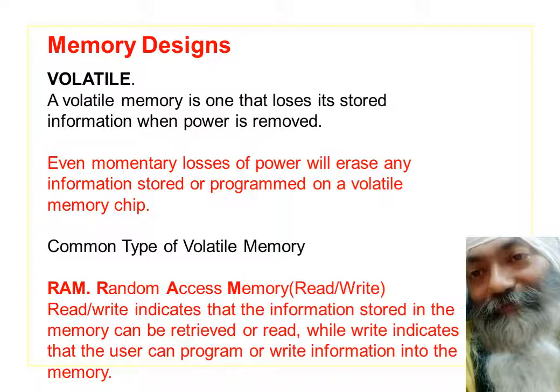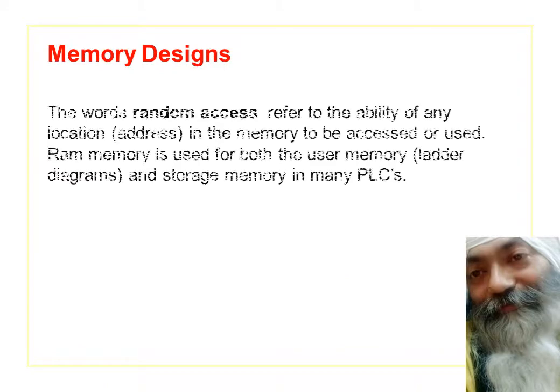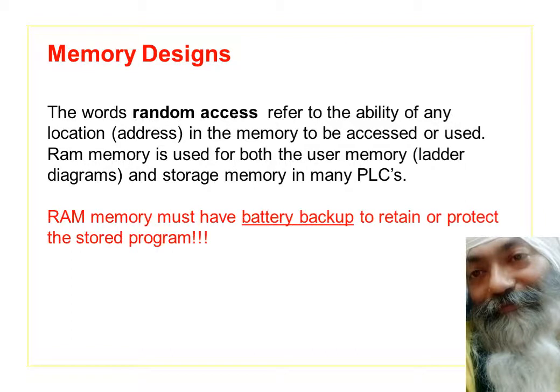So as we can see, the information can be retrieved or read, and any part of it can be read from any part of the memory randomly. So that's why it is called RAM. This is what is repeated, that RAM memory is used both for the user memory, that is for the ladder diagrams, as well as for the storage memory in most of the PLCs. It can be used to randomly access any part of the memory.